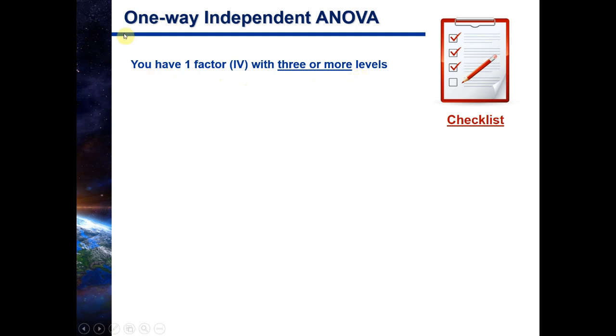All right, so a lot of people, when I ask them, what does this word mean? They say it means you have one level. No, it doesn't. This word tells you how many independent variables are being analyzed. So a one-way looks at just one independent variable, one factor.